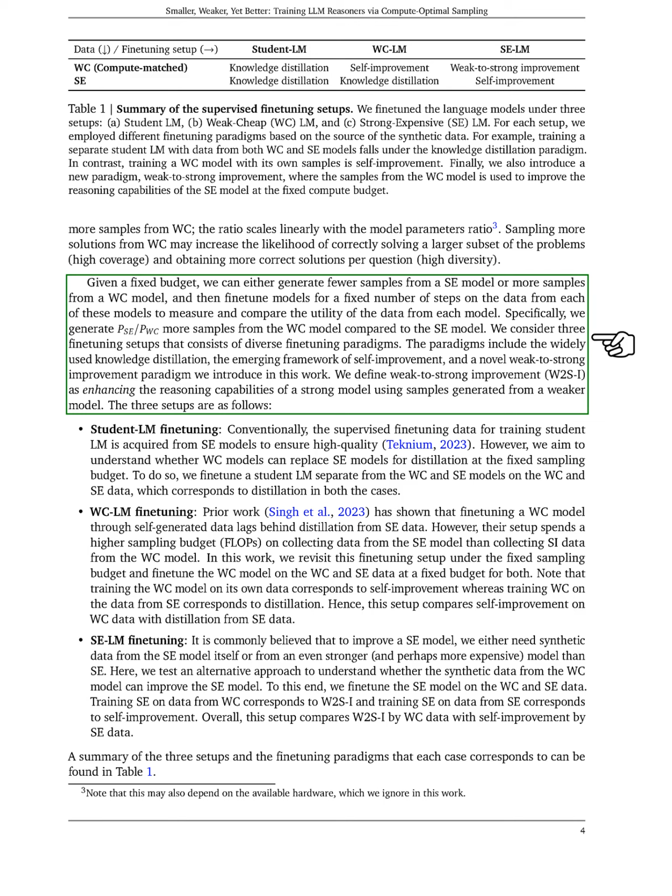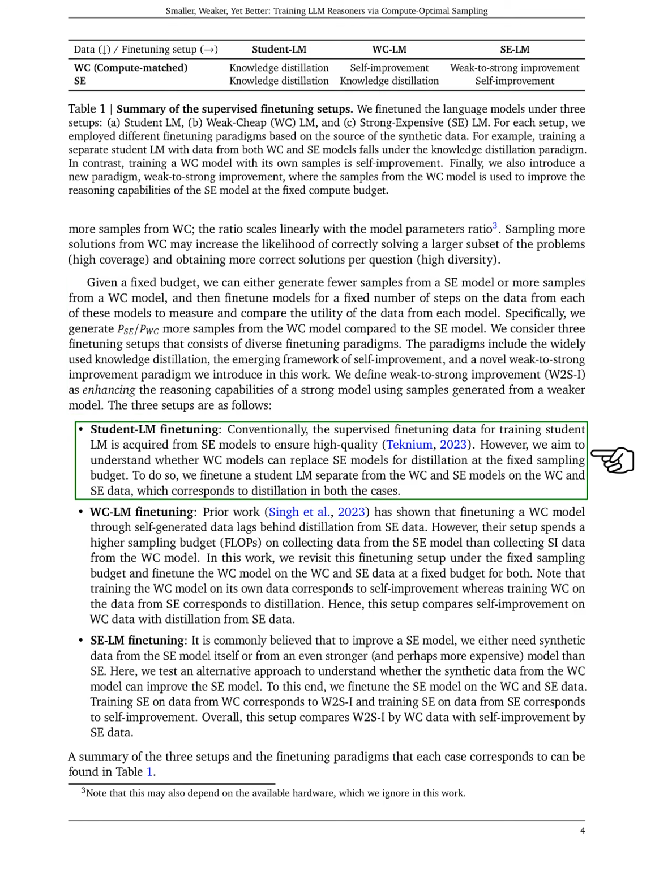We then explore 3 different fine-tuning approaches, which include knowledge distillation, self-improvement, and a new method we introduce called weak-to-strong improvement. Weak-to-strong improvement involves enhancing a strong model's reasoning abilities using samples from a weaker model. The 3 setups we consider are: 1. Student LM fine-tuning. Here, we typically use data from the expensive model for training. We investigate whether the cheaper model can serve as a substitute for this purpose.